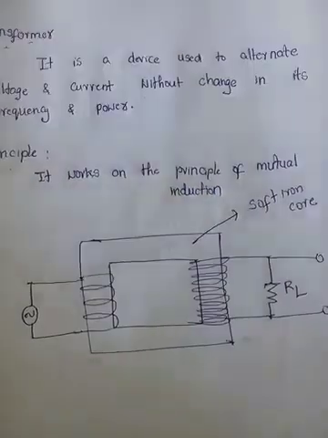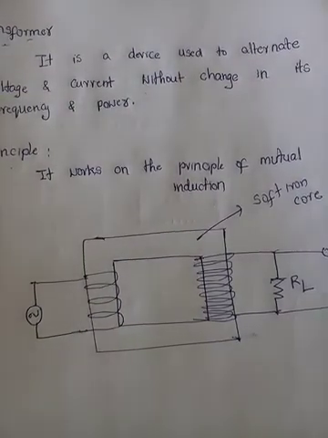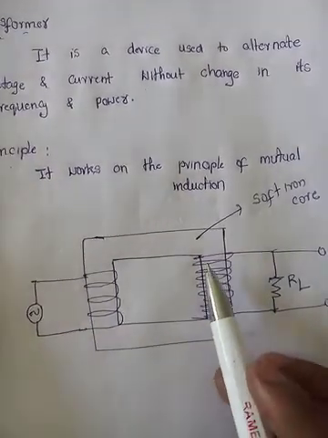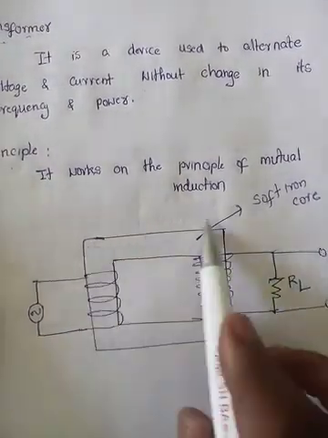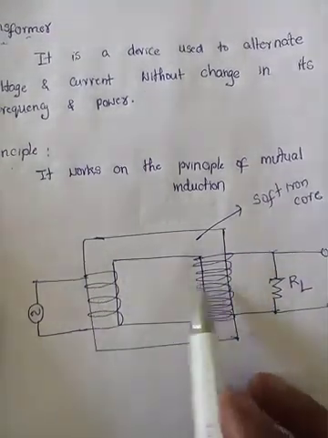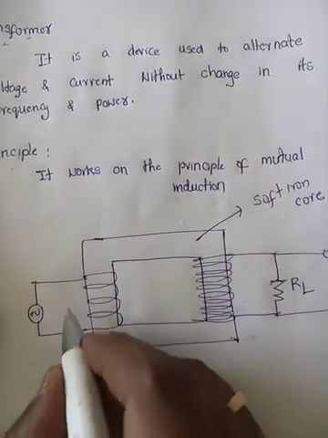It works on which principle, ma? Mutual induction. So, there is a rough diagram of a transformer. Have you seen that? This is a soft iron core, and two coils are wound on two limbs of this soft iron core. So, the two coils have specific names.